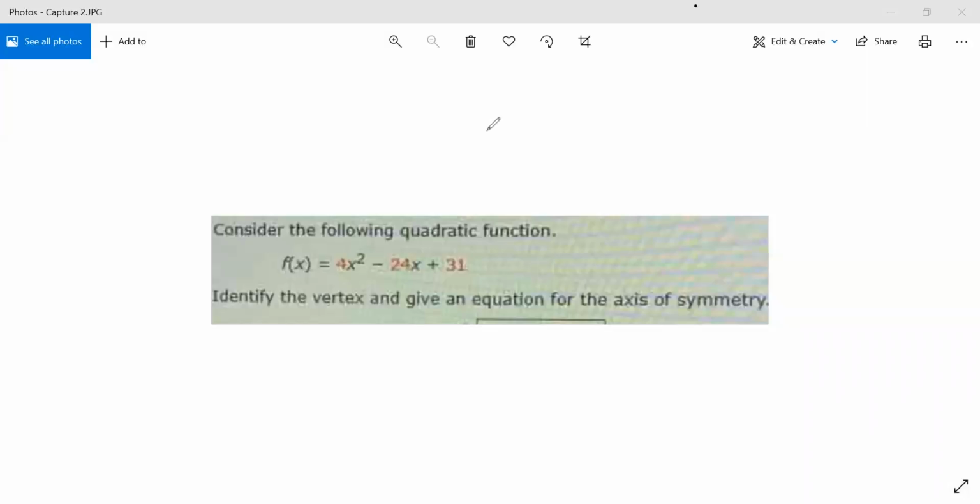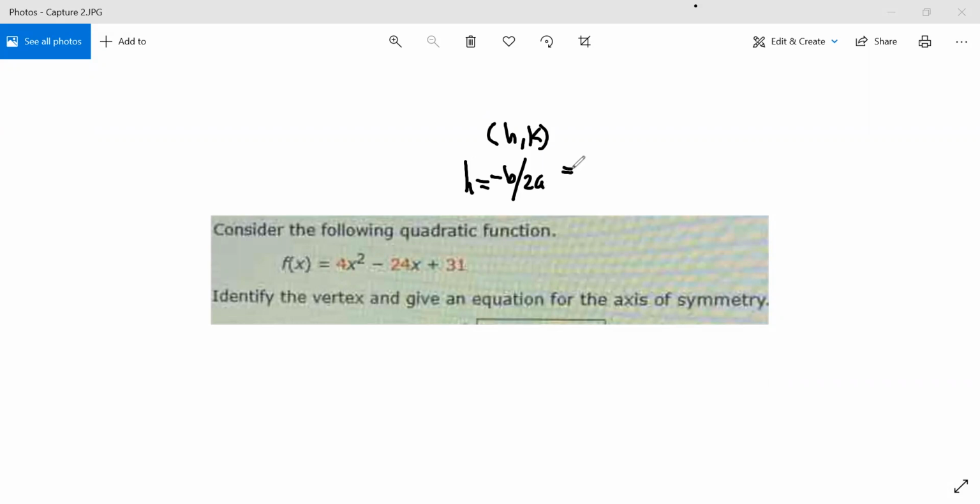So to find a vertex point, the vertex has two components, which we call h and k. To find the h, we do negative b over 2a, and we'll find this first. Then once we find this number, we'll plug it back into the equation to find k.